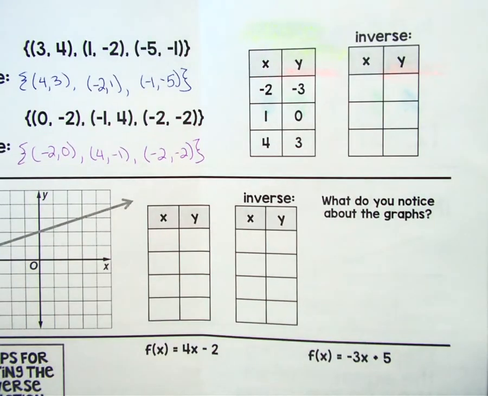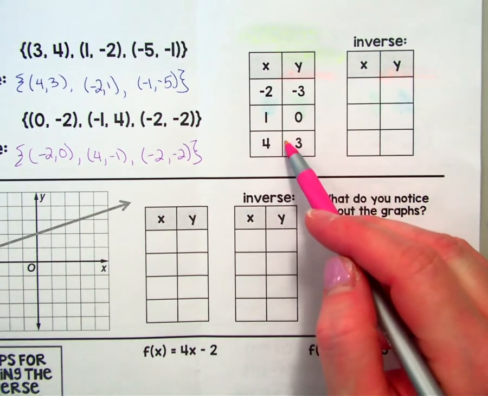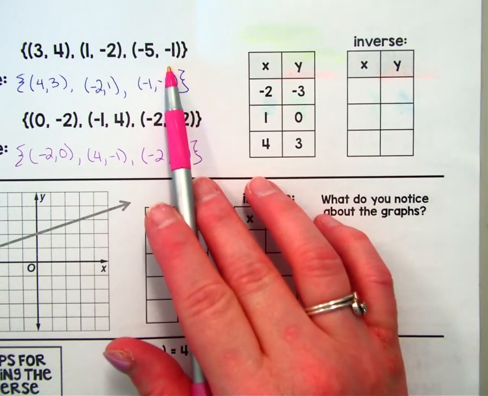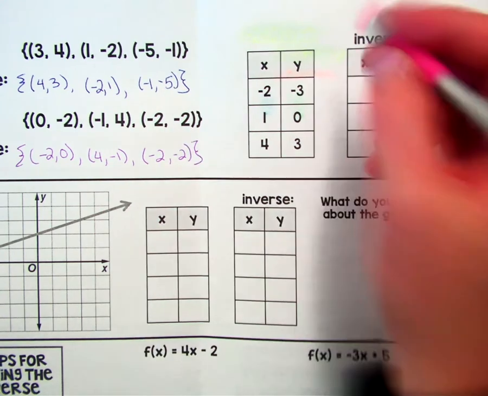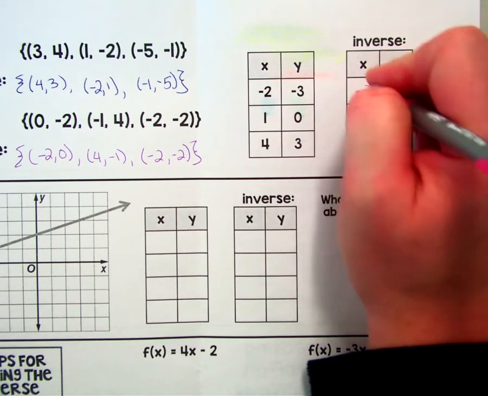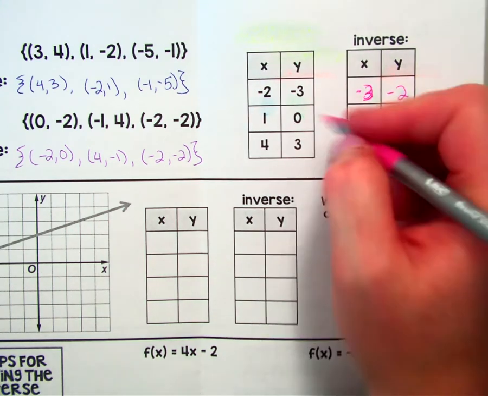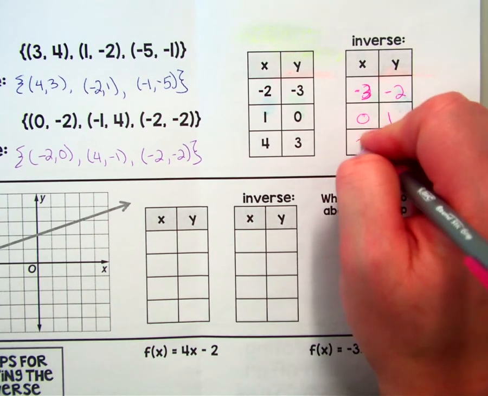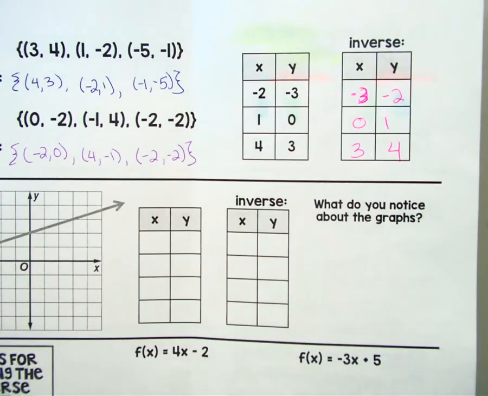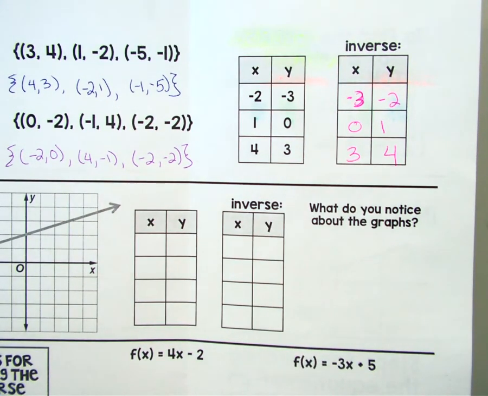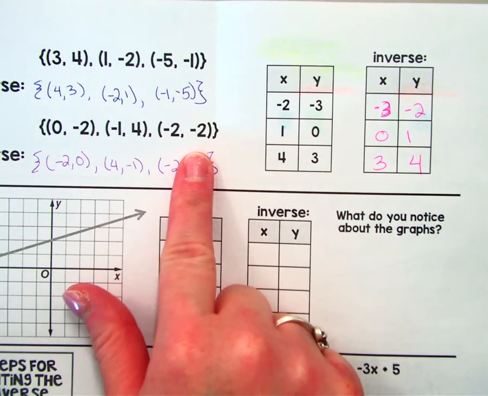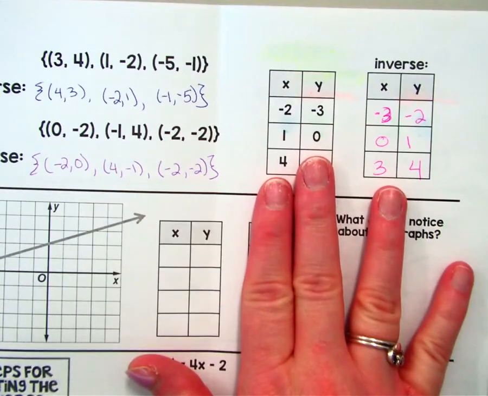Same thing would happen in your table. So here I have my set of points just written in a table form instead of like the coordinate points that we have over here. But the process would still be the same. You're still just going to flip-flop. So (-2, -3) would become (-3, -2), (0, 1) becomes (1, 0), and then (3, 4) becomes (4, 3). Those would be the points of my inverse. So if you have sets of points, whether they are written like coordinate points or in the table form, you just flip-flop those x and y values.